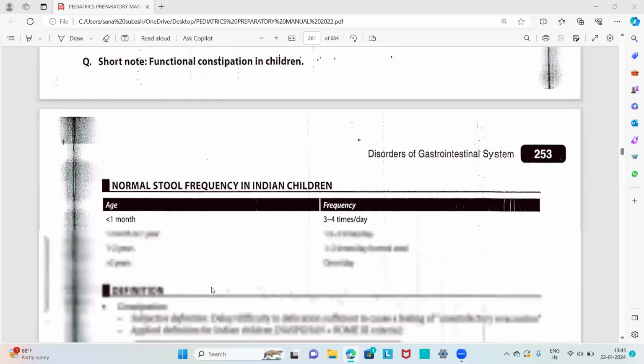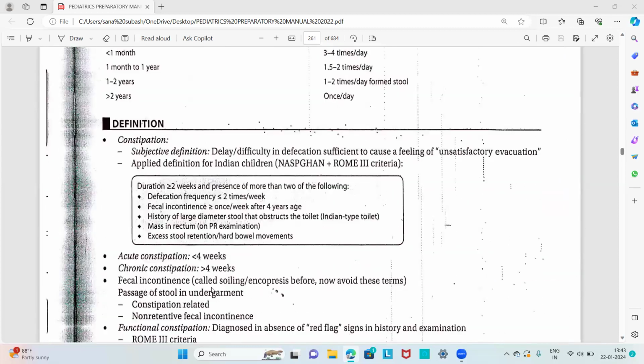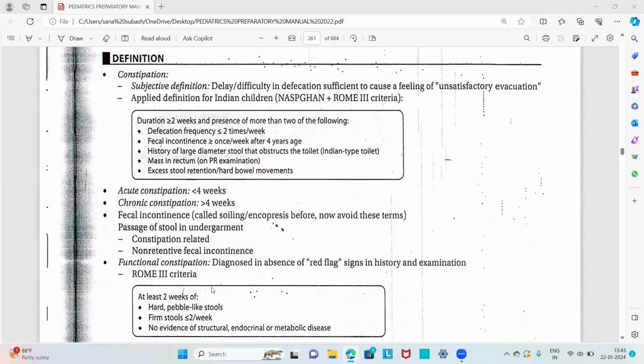That is all regarding gastroesophageal reflux. When an essay is asked, we have to write details about that.